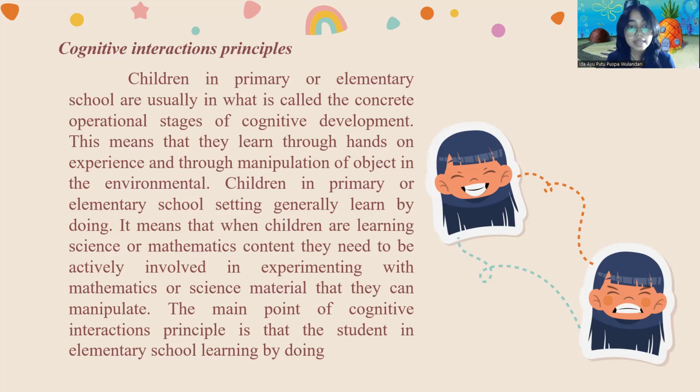It means that when the children are learning science or the mathematics context, they need to be actively involved in experimenting with the mathematics and also the science material that they can manipulate. The main point of the cognitive interaction principle is that the student in elementary school learning by doing. So the teacher not only teach about the materials, but also ask the student to join the teaching learning process.